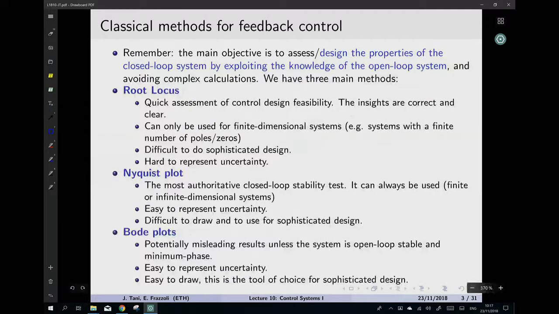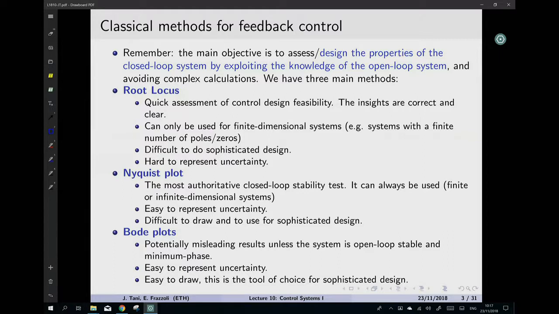to represent the properties of the closed loop systems by leveraging information about the plant and the controller that is on the open loop. Today, we are going to wrap up what we started a few weeks ago. Then we couldn't continue because of my absence. And we're going to talk about the Bode plots.